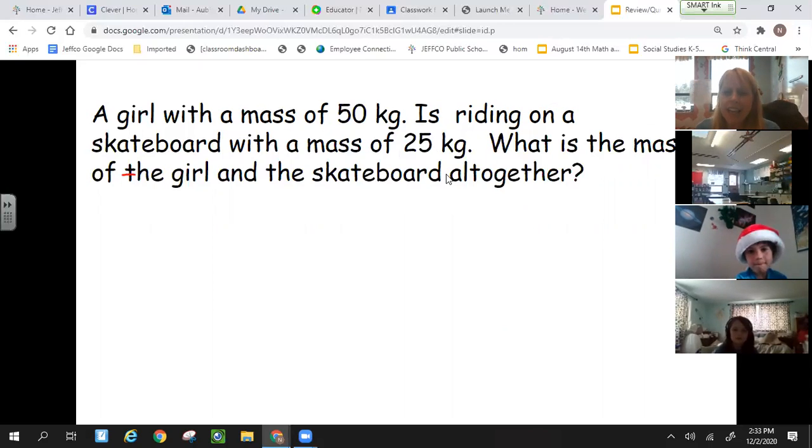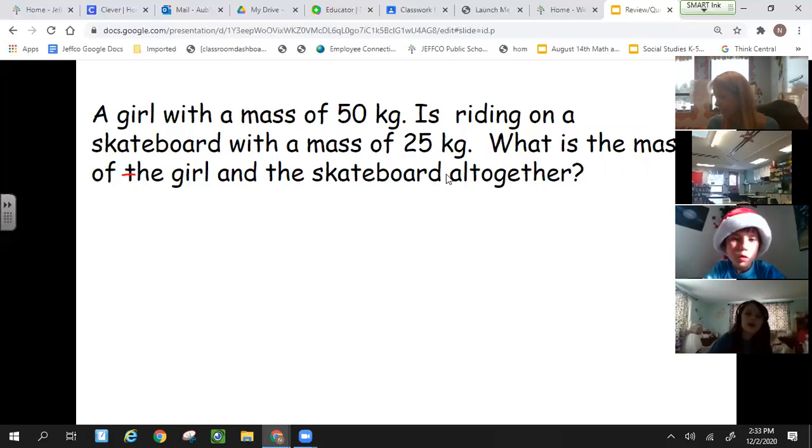Okay, I'm going to read it again. I want you to tell me what you notice about this problem. A girl with a mass of 50 kilograms is riding on a skateboard with a mass of 25 kilograms. What is the mass of the girl and the skateboard all together? Astria, what are you thinking we're going to do to answer this question? What are your thoughts? I think we're going to add. Okay, you're right. Why would we be adding?